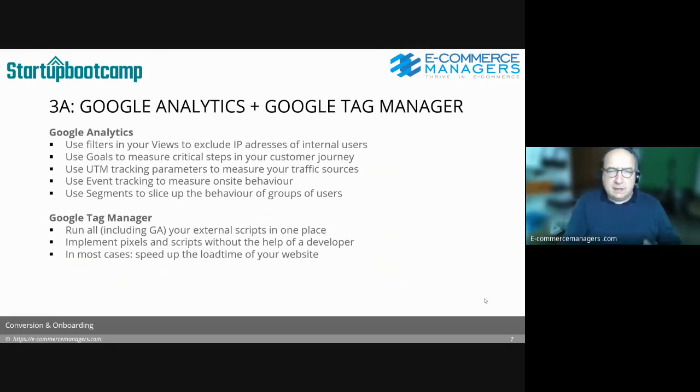Google Analytics and Tag Manager: use filters and views to exclude your IP addresses and other internal users, and goals to measure steps. UTM tracking for external traffic, event tracking for on-site or in-app behavior. Segments to follow certain groups of behavior: the converters, the organic traffic, traffic from a certain campaign, etc.